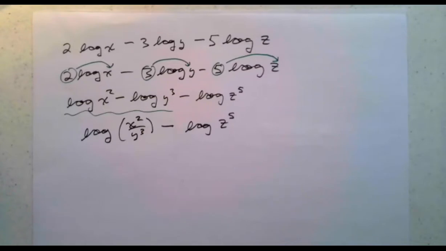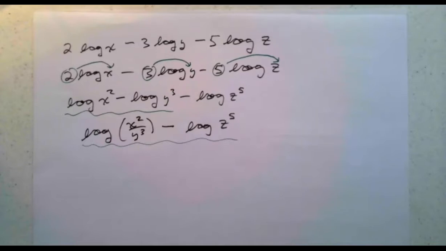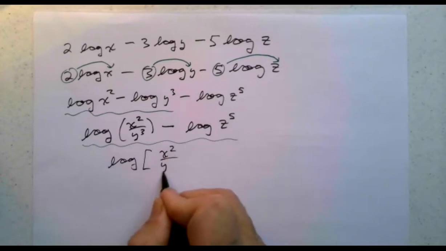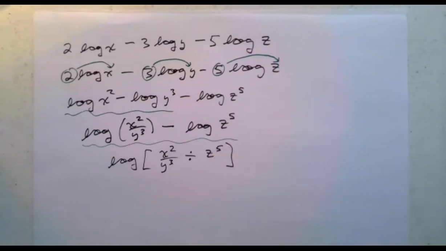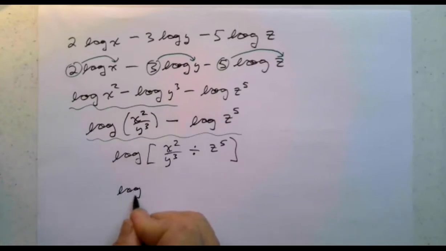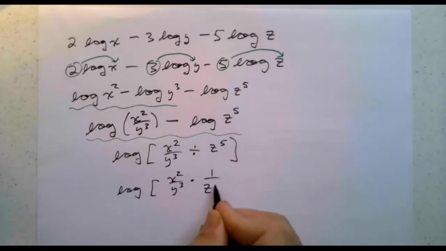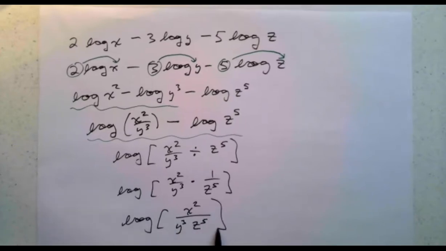So the difference of the logs is the log of the quotient. Log of the first guy divided by the second guy. Log of the first guy, x squared over y cubed divided by the second guy, divided by z to the 5th. So just keeping in mind our rules from arithmetic, we get log x squared over y cubed times 1 over z to the 5th, and this finishes up as log x squared over y cubed times z to the 5th.